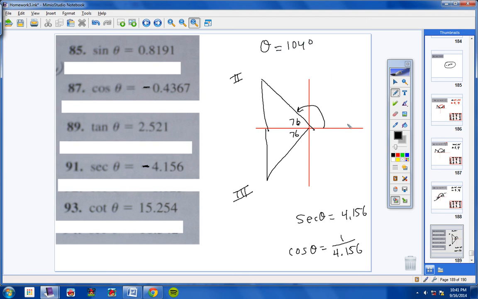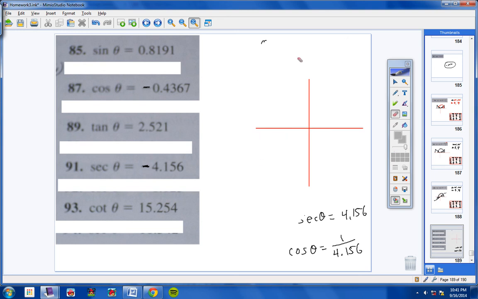And then we rotate 180 plus 76 more, and 180 plus 76 is 256 degrees. Okay? All right, we're doing pretty well. One more of these, we'll move on to our last section. Okay, so we've done pretty well today.